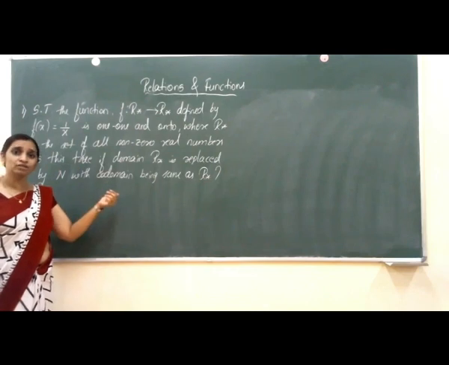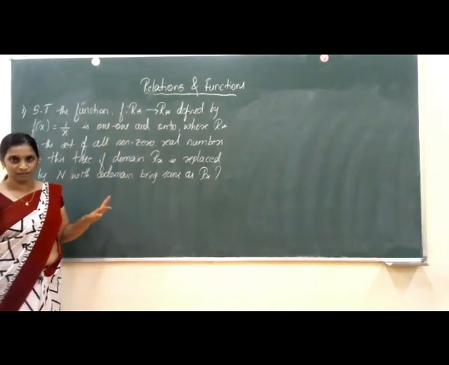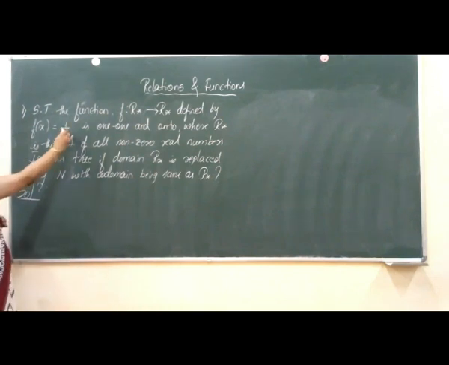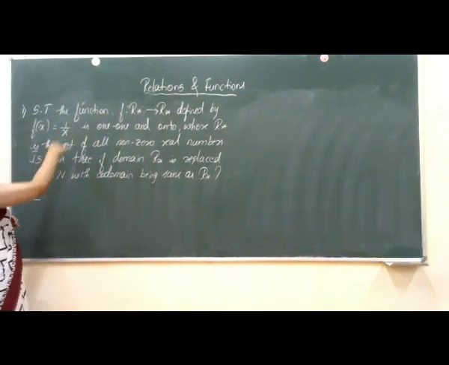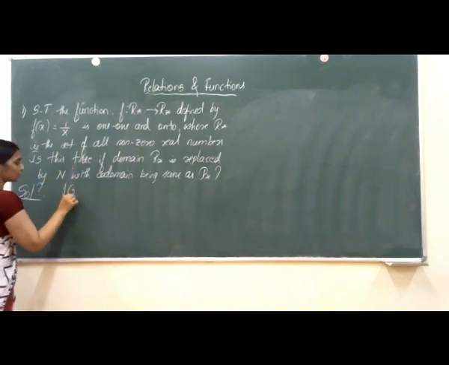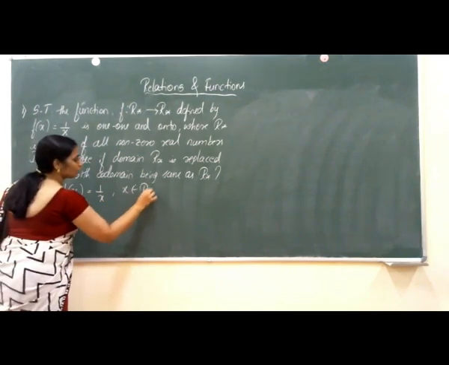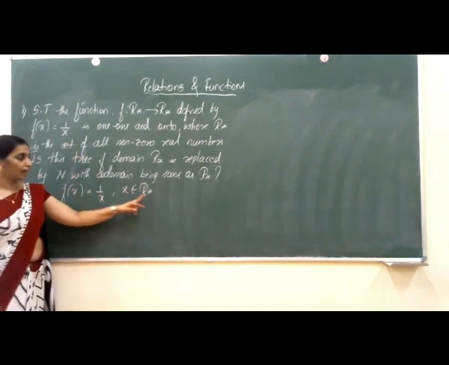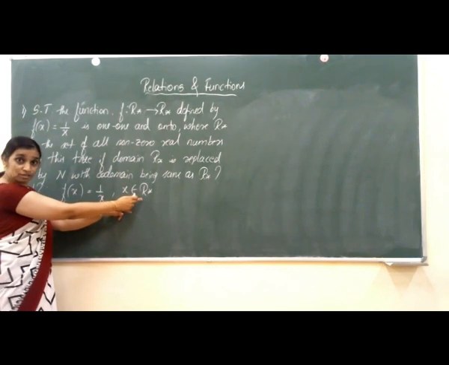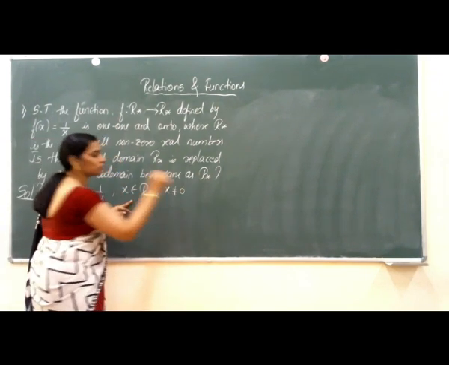So that will be a function from the set of naturals to the set of non-zero real numbers. So let us first prove the function is 1-1 and onto. After that we will come to the second condition. So f of x is equal to 1 by x, and x belongs to R star. R star means the set of non-zero real numbers, which implies x is not equal to 0.